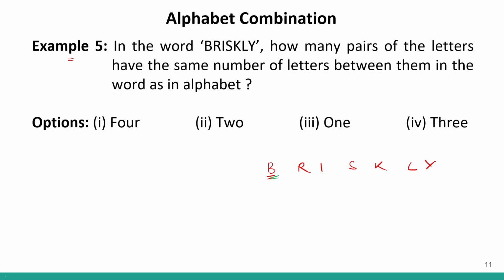After B, C, D, E, F, G, H. Is there any common alphabet? No. So, let us move on to R. After R, we have S, T, U, V, W. Anything common? No. So, let us move on to I.